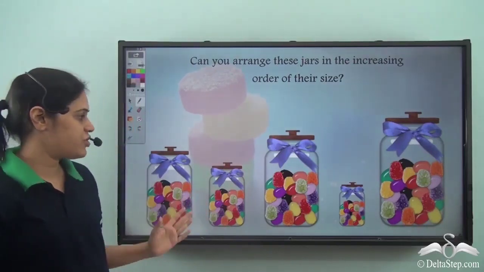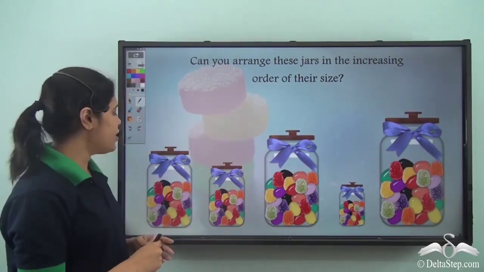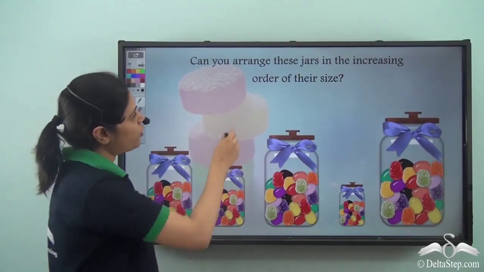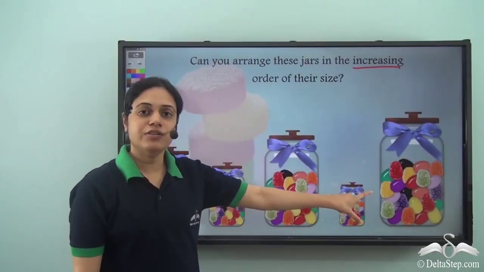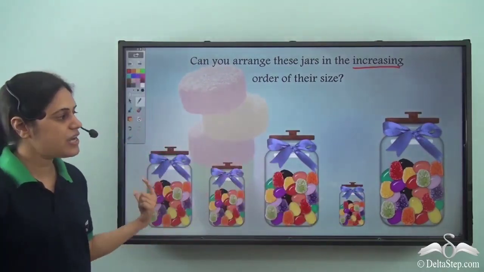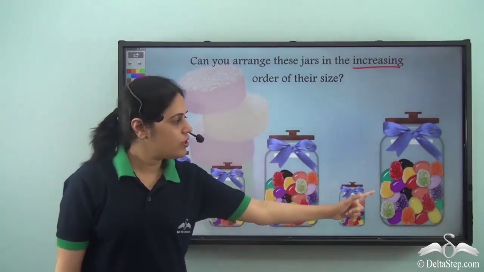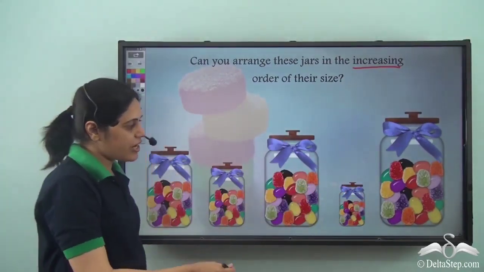So, we have 5 jars of different sizes here, and we need to arrange them in increasing order of their size. Now, what do I mean by increasing order? By increasing order, I mean that the jar which is the smallest should come first, and the jar which is the tallest or the largest should be at the end. And let's try and do it.